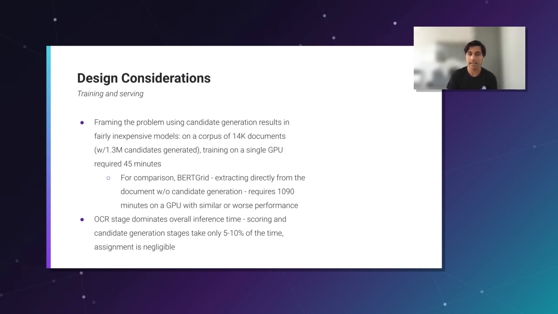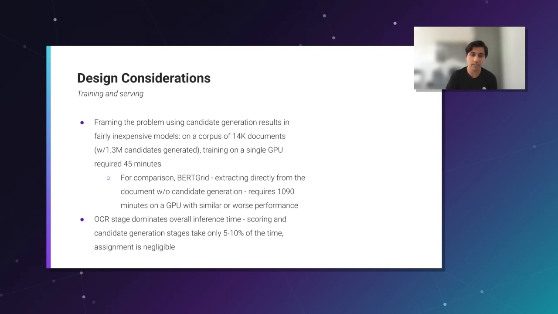And BERT GRID, which again, I haven't read the paper so I don't know exactly the details, but the first 4 letters are BERT, so you can kind of guess where it's coming from, extracts directly from the document without candidate generation and requires 1,090 minutes on a GPU. And the paper says this has similar or worse performance. They don't quantify what this means, so it's unclear exactly what the difference in performance is, but certainly the difference in training is pretty significant. And the generation of candidates is intuitive and useful and probably generalizes more out of distribution than BERT GRID does. So there are benefits there.